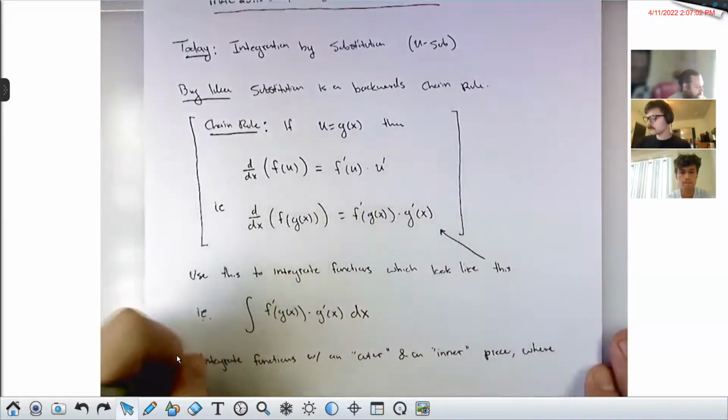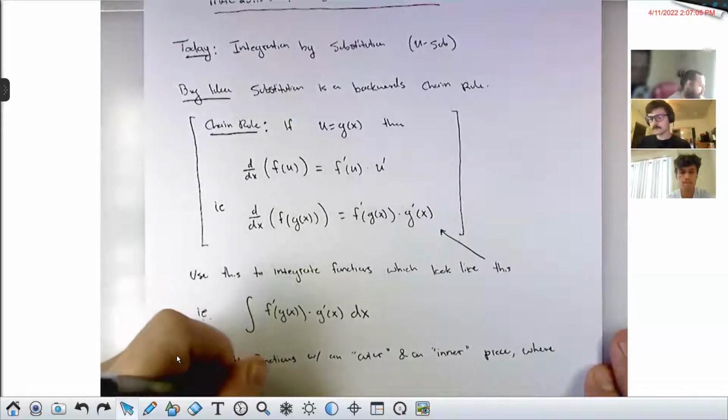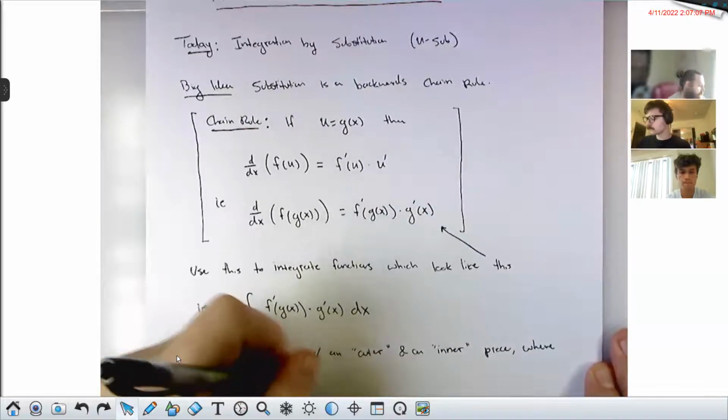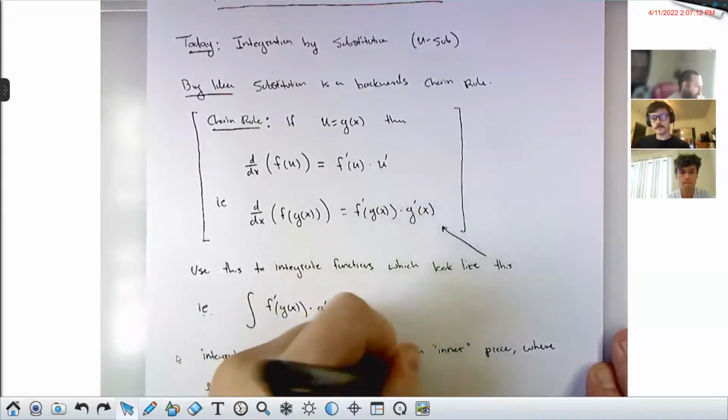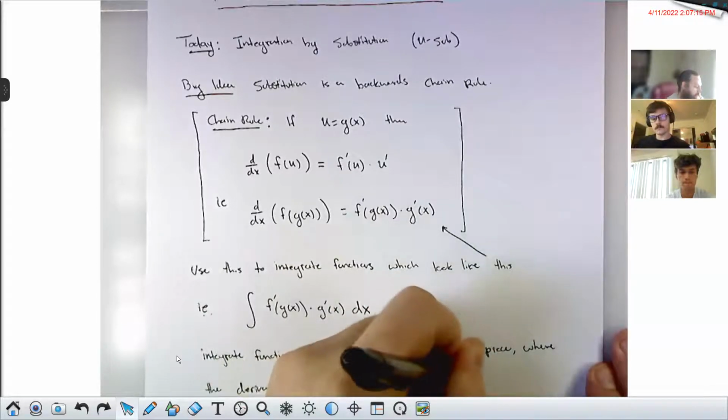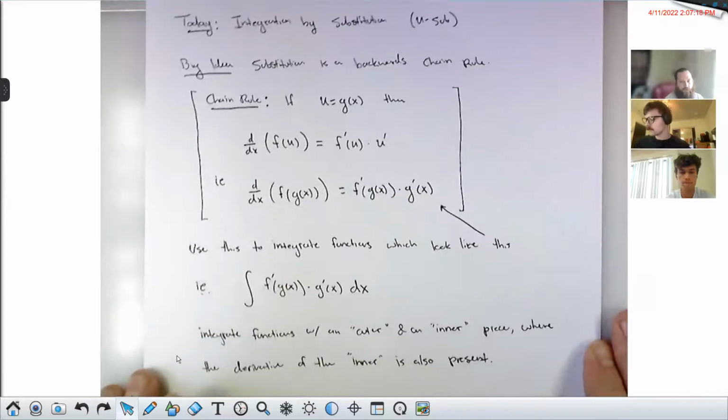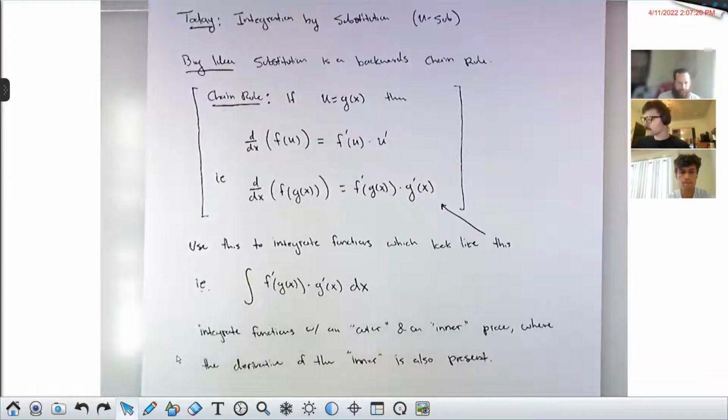where the derivative of the inner function is also present. And that turns out to be the sticking point. I'm going to go very carefully through the language and the algebra, but the big thing with u sub, with this backwards chain rule, is that you need to make sure that you can find the derivative of your inner function floating around inside your integral.